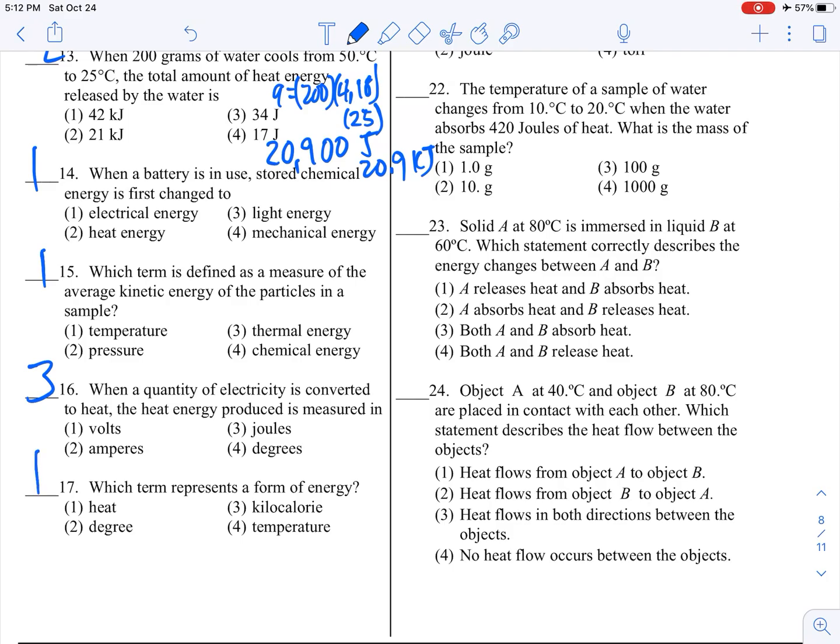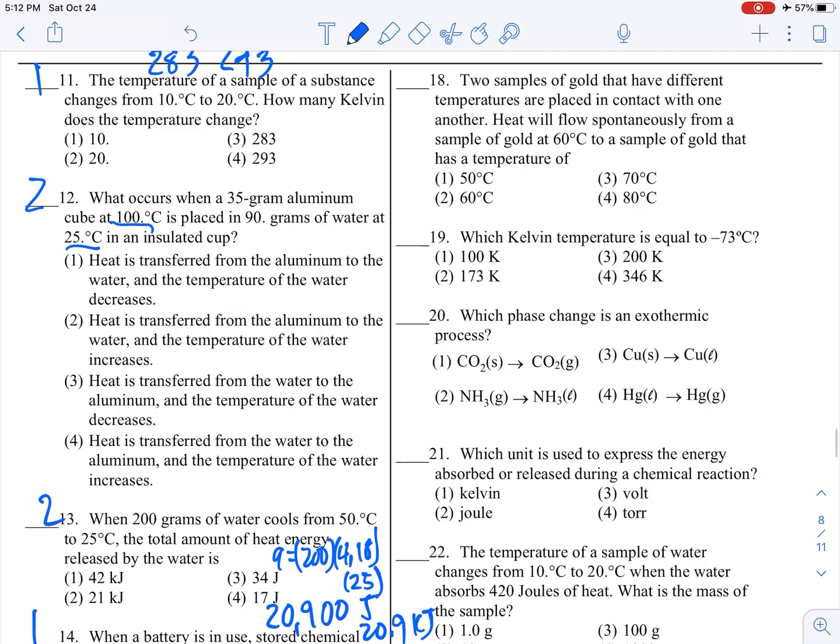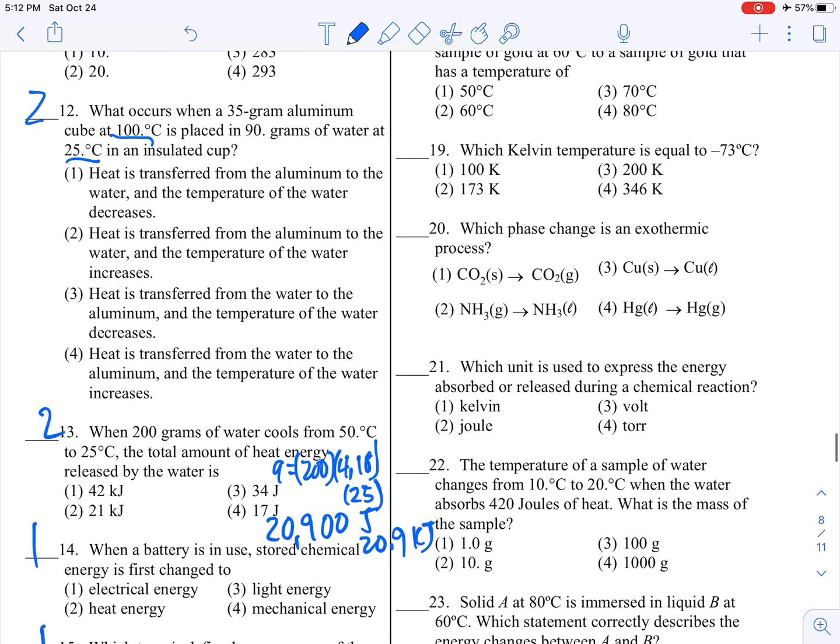Okay, 17 is one. Two samples of gold have different temperatures and are placed in contact with one another. Heat will flow spontaneously from a sample of gold at 60, hot to cold. So we have to go to something colder than 60, which is 50. Which Kelvin is equal to negative 73? So Kelvin equals negative 73 plus 273. Go ahead and do that, and you get 200 Kelvin, which is exothermic, which gives off heat. So gas to liquid to solid.